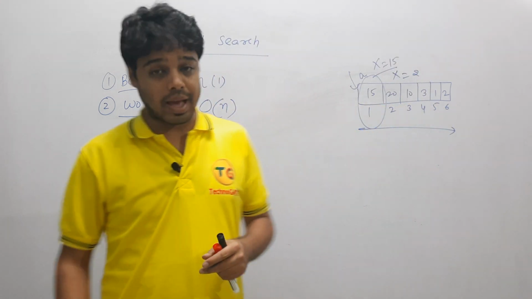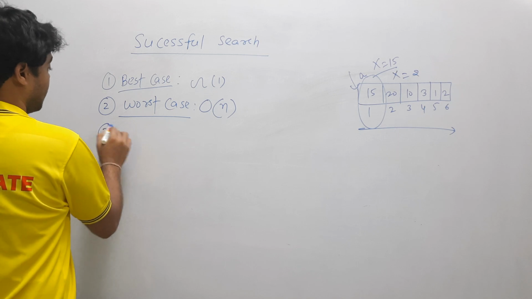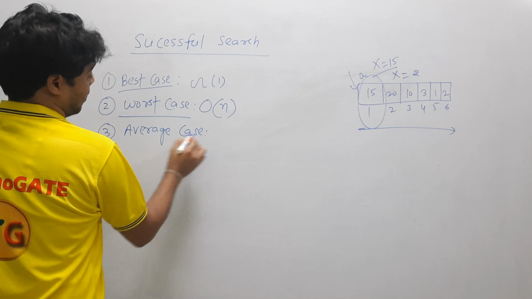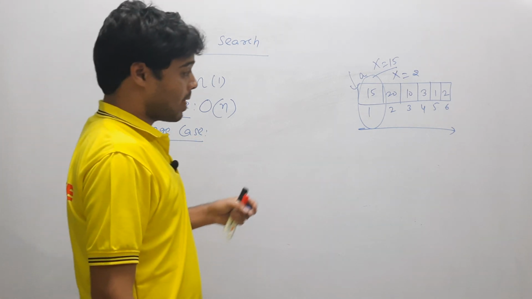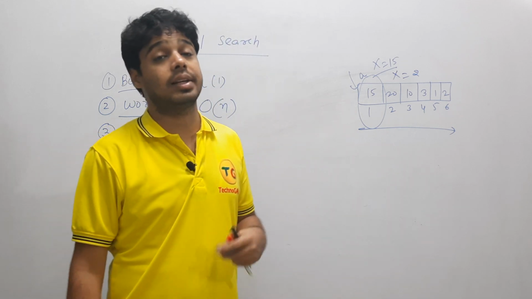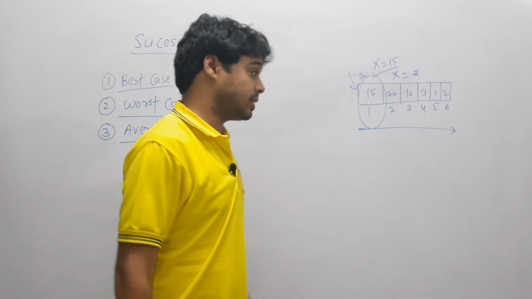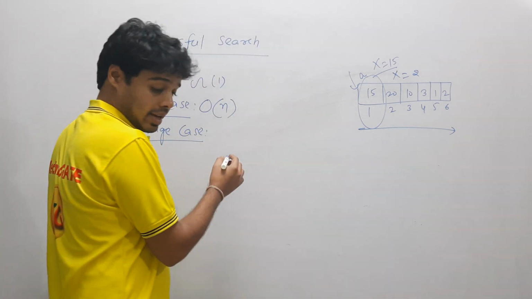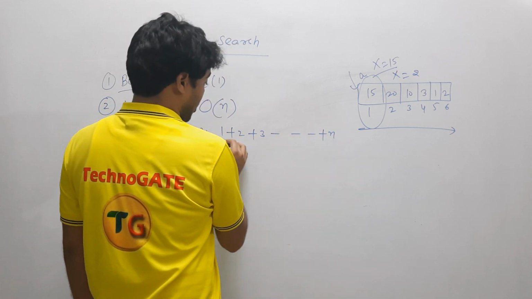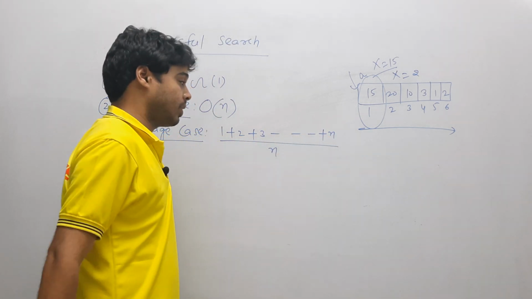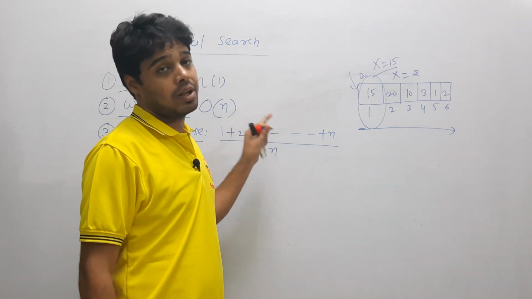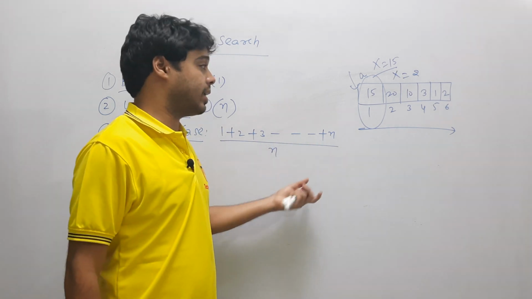And the third one is the average case. In the average case, for the first element there is one comparison, for the second element there are two comparisons, for the third element three comparisons, and for the n-th element n comparisons. So 1 plus 2 plus 3 up to n. How many elements are there? n elements. So what is the average? The total divided by the number of elements, n.